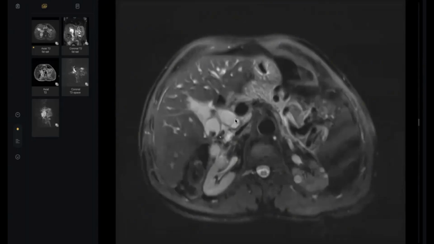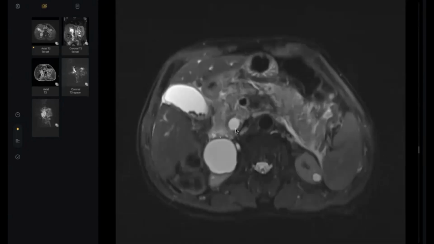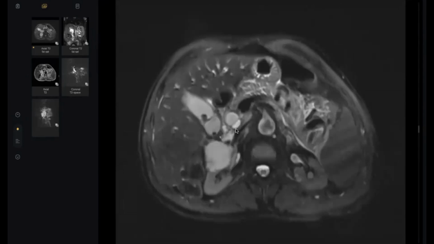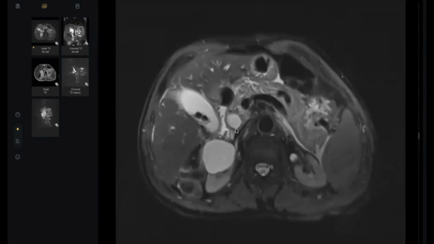I'm suspecting the CBD is quite significantly dilated. Okay, do you remember the age of the patient? You're a 75-year-old patient. Okay, look at this pancreas. Is this acceptable for this age? What happened?